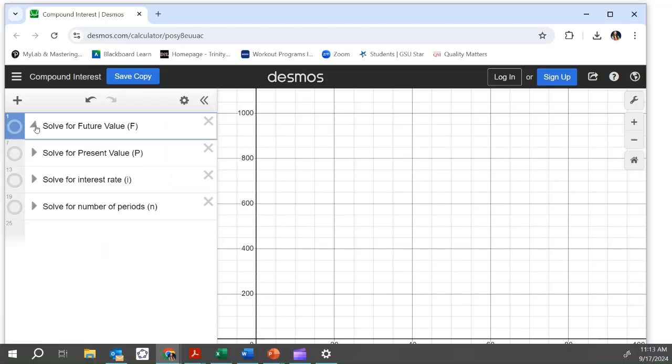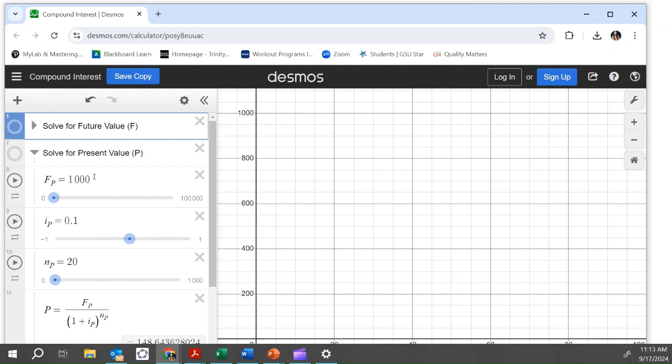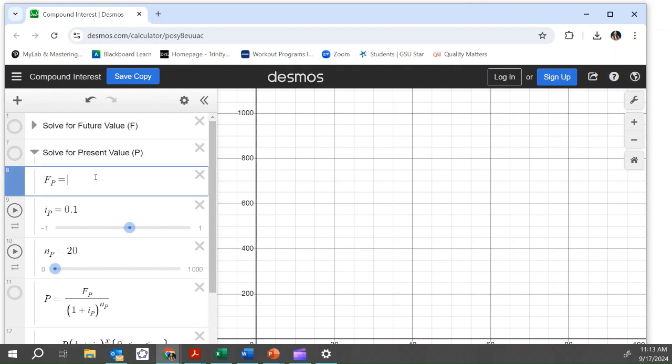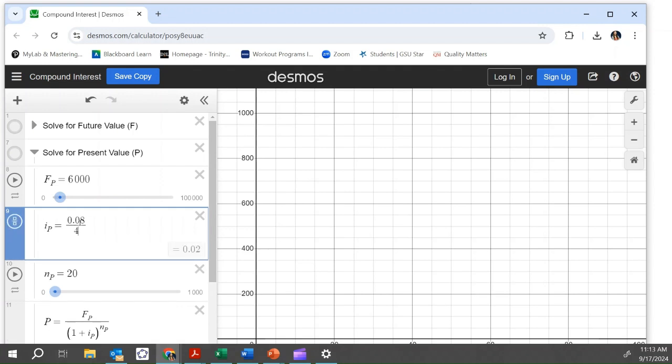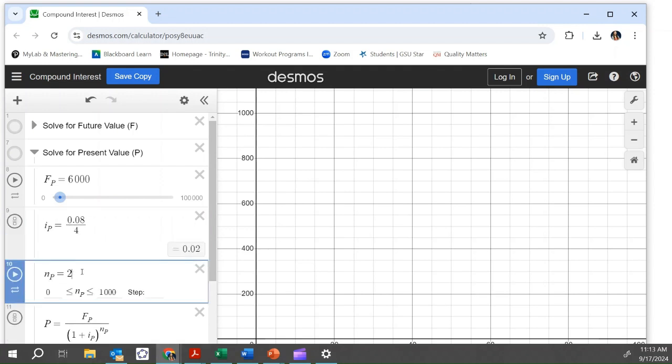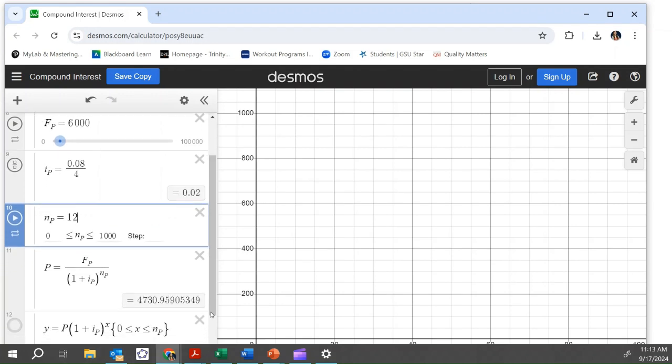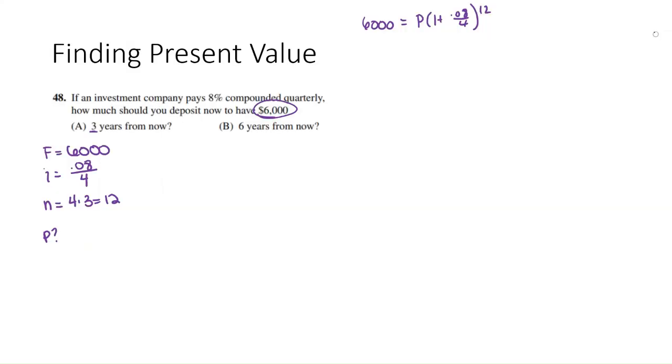And now, instead of solving for future value, I want to find my present value. I want to have $6,000. My interest rate is 0.08 divided by 4. And the N I calculated was 12. So if I only have 3 years to raise that $6,000, today I would have to invest $4,730.96.